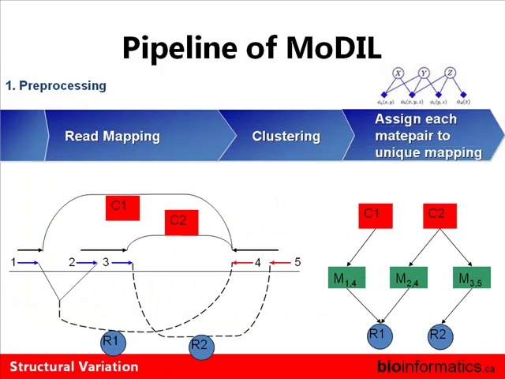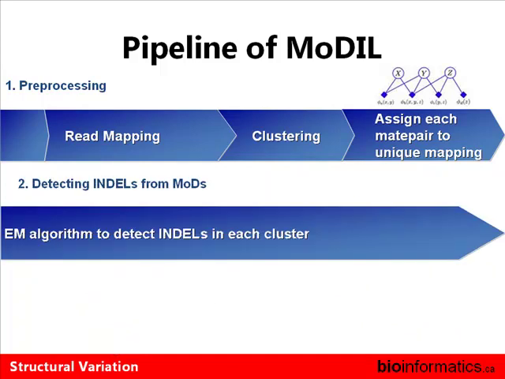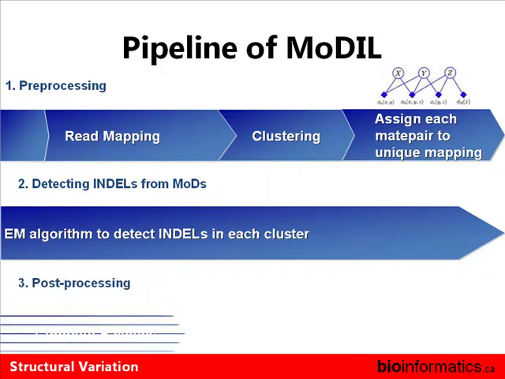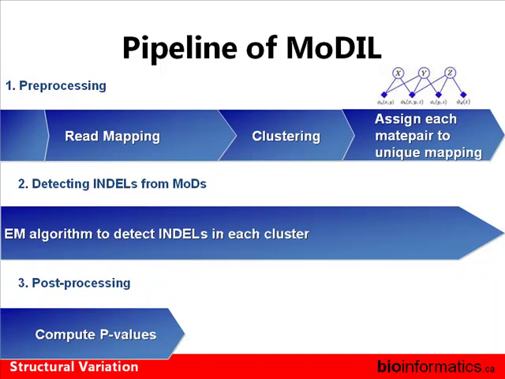Then we have some framework to take mate pairs which are assigned to non-unique locations and assign them to unique ones, and I really don't want to get into this. And then we run EM for each cluster. At the end, we do some post-processing.